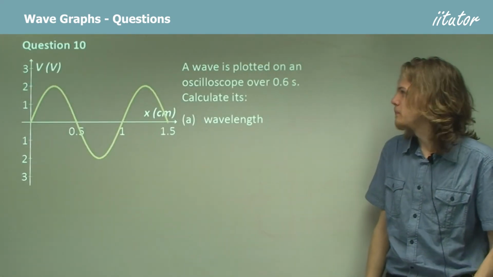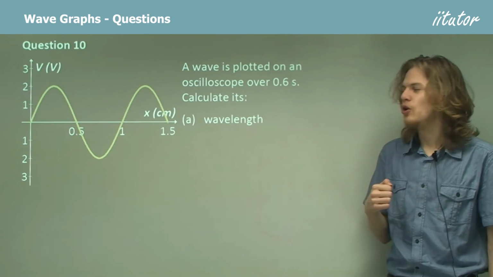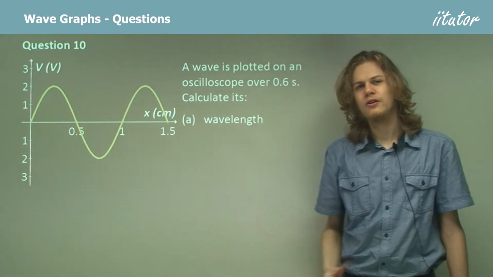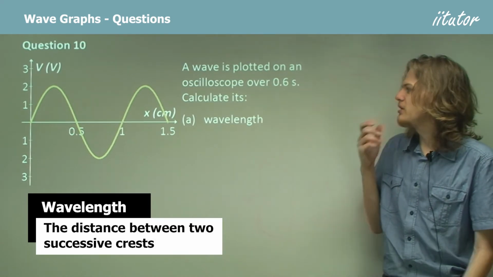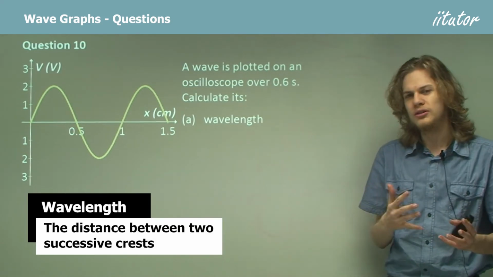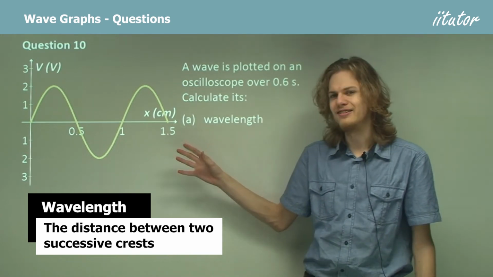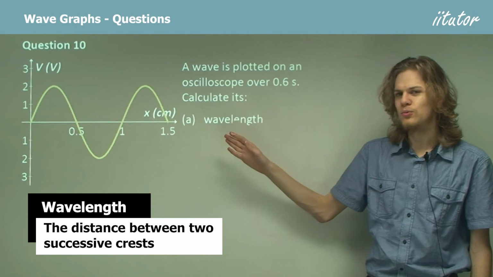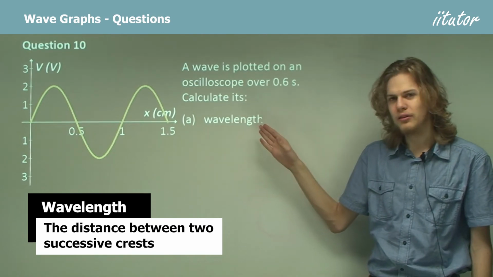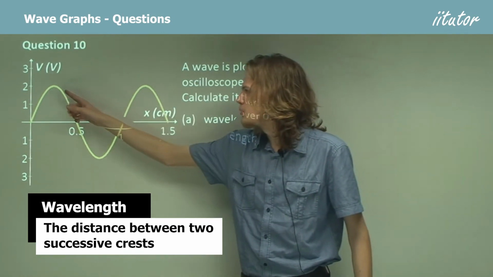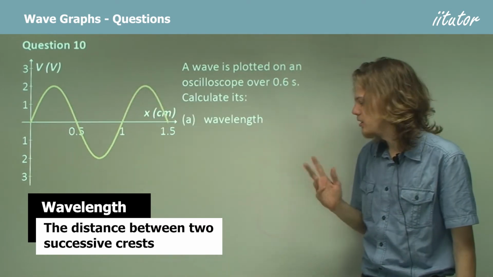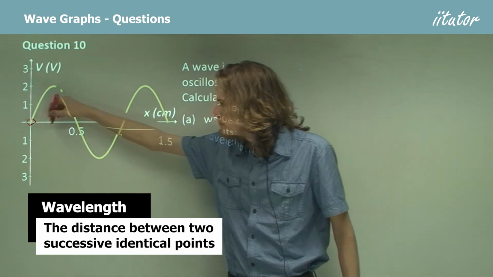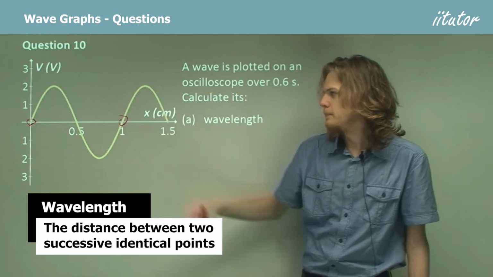Question 10. A wave is plotted on an oscilloscope over 0.6 seconds and produces a trace looking something like this. Find its wavelength. Now what we're given here is position and voltage, right? So we're looking at a freeze frame after 0.6 seconds, and we're given this wave. That means that we can find its wavelength by measuring the distance between two successive crests, or 2 points in the same pattern of the wave, like these points here.